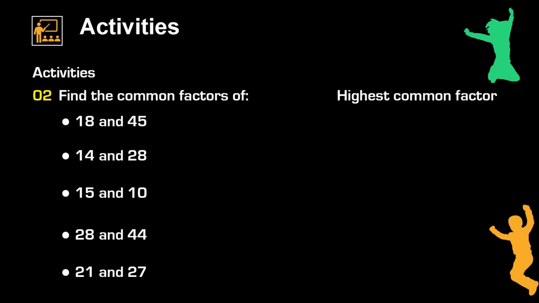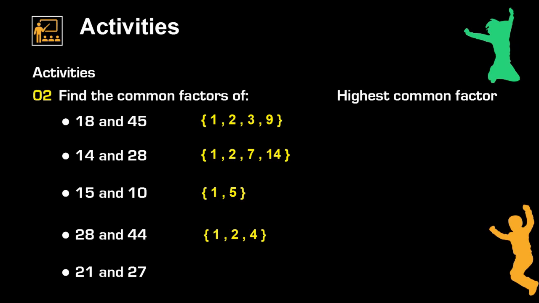So what I've done is I've only listed the common factors here. For 18 and 45, it will be 1, 2, 3, and 9. And then common factors of 14 will be 1, 2, 7, and 14. The common factors of 15 and 10 will be 1 and 5. The common factors for 28 and 44 will be 1, 2, and 4. And then the last one, the common factors for 21 and 27 will be 1 and 3.